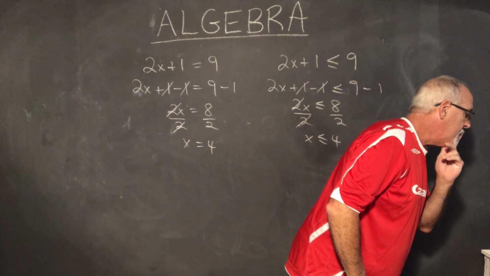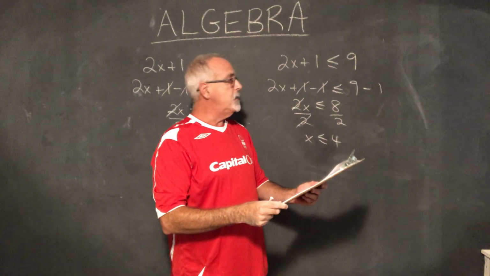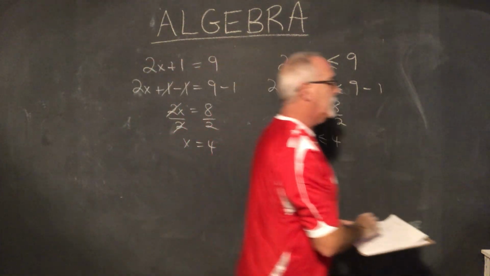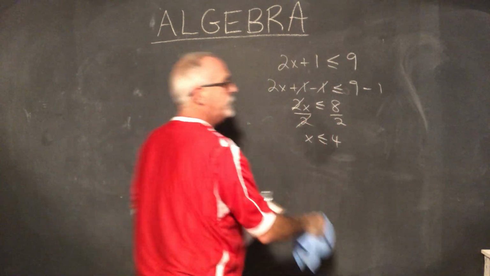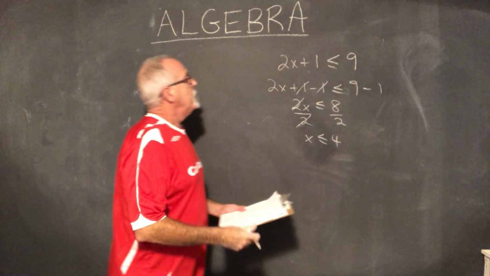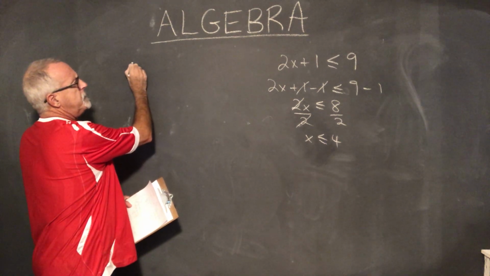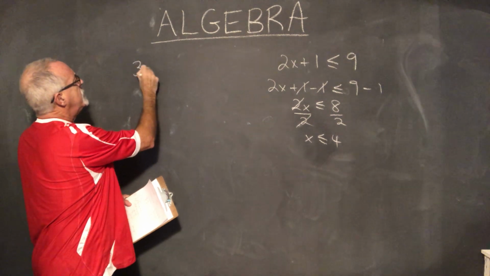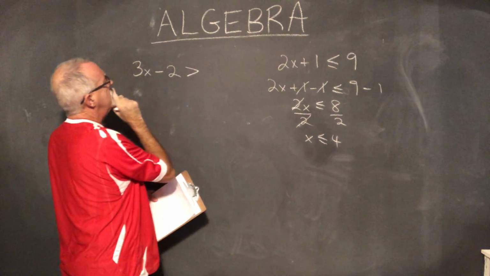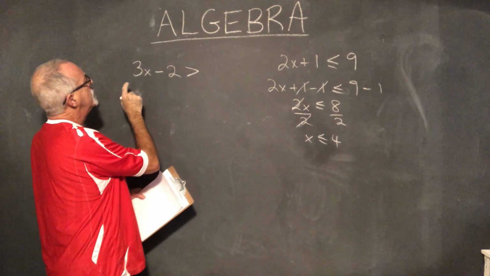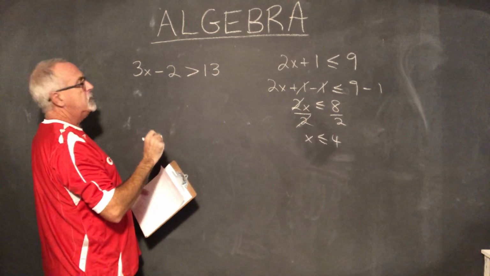Then, taking a look at my notes, I think I'm going to do a few more like this. So what I'll do is I'll erase the one on the left with the equal sign, and I'll leave that one there, and I'll create another two-step algebra problem with an inequality symbol, and I'll try some of the other symbols. So how about 3x minus 2 is greater than 13. Will this work? It'll work.